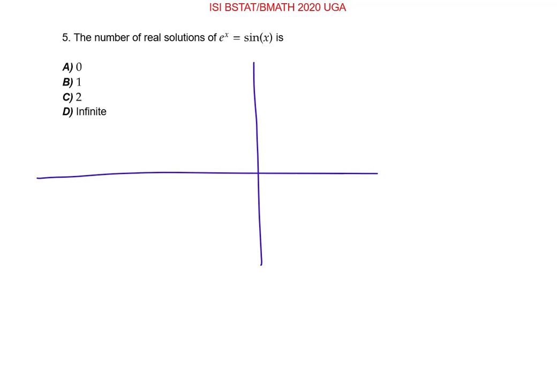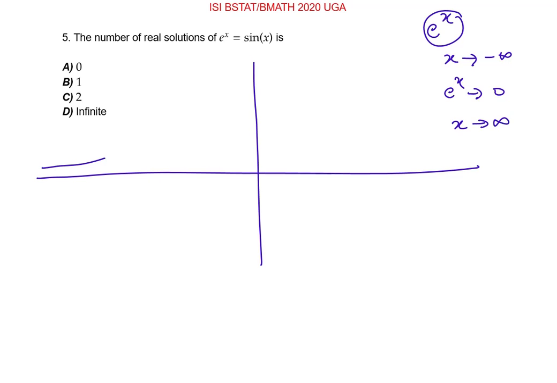How will the graph of e^x look? e^x is an exponential function, and as x tends to minus infinity, e^x tends to 0. And when x tends to infinity, e^x tends to infinity. The derivative of this is e^x itself, which is clearly greater than 0, so the function will always be increasing.